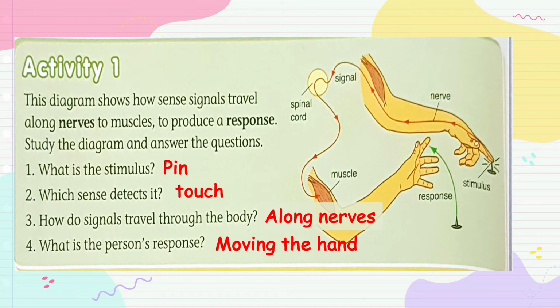So did you understand? Stimulus is something making you react, and you have the sense which helps you to identify it. Maybe it's touch, maybe it's smell, maybe you see something and then you react. And nerves are helping here to send the signal to your brain or your spinal cord.